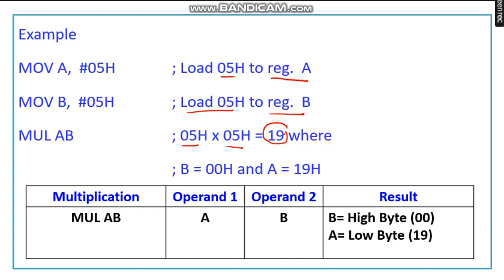It is 8-bit. So as I told, the lower byte is always stored in register A and the higher byte is stored in register B. Here we have the answer in 8-bit, so that is stored in register A and register B will be empty by default. So here we have two operands, operand A and operand B, and we have the opcode, that is the operation MUL.